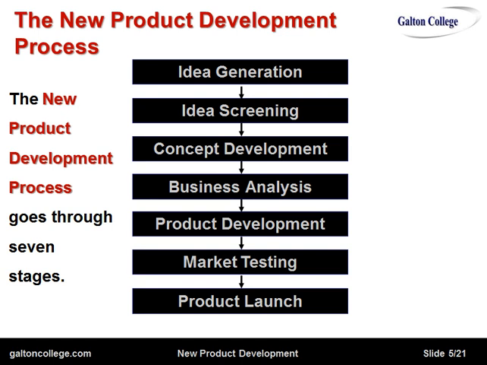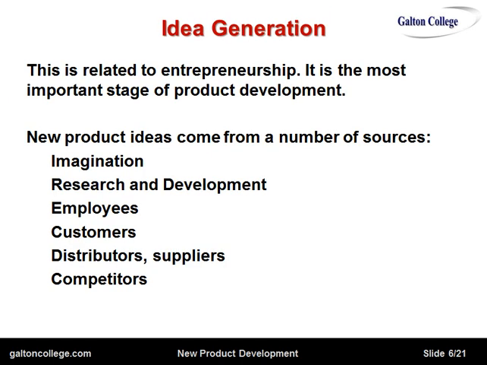So let's go through each one of these quite fast in turn. We start with idea generation, the first one. Then we'll go to idea screening and so on. So we start with idea generation. It's related to the concept of entrepreneur, as I said. It's the most important stage of product development. So new products come from a number of sources. The imagination is all important.